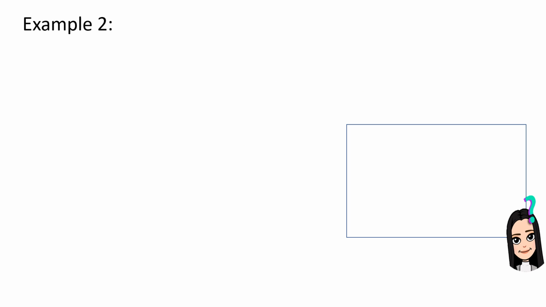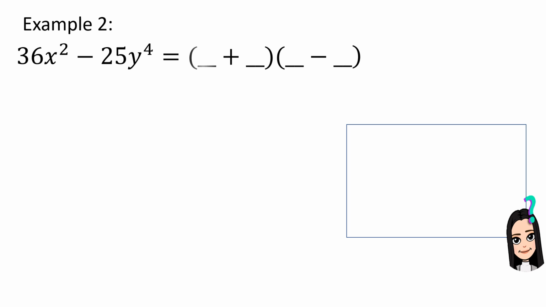Okay, next, let's proceed to our example number 2. We have here 36x squared minus 25y exponent of 4. You put first the general formula of the difference of two squares. So we have here the plus operation and then the minus operation. Then let's get the factors of 36x squared and the factors of 25y exponent of 4.